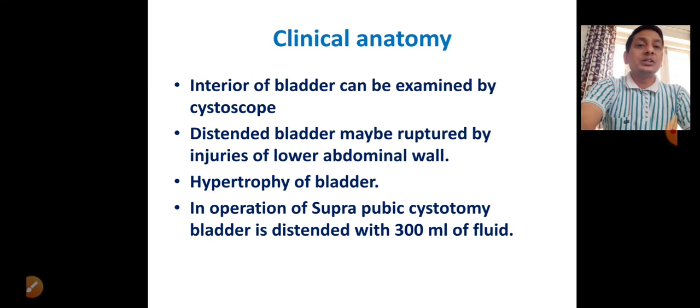These are the clinical anatomy of the urinary bladder. Now we have completed the anatomy of the urinary bladder. Thank you.